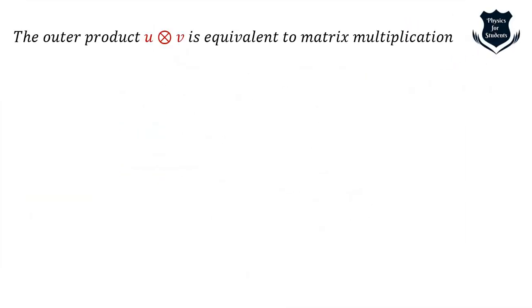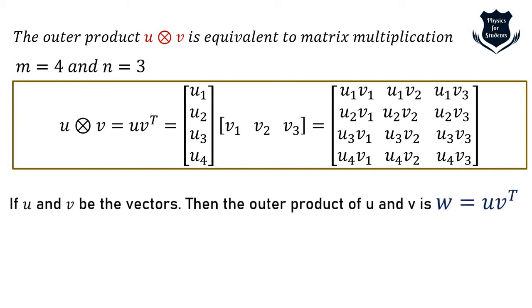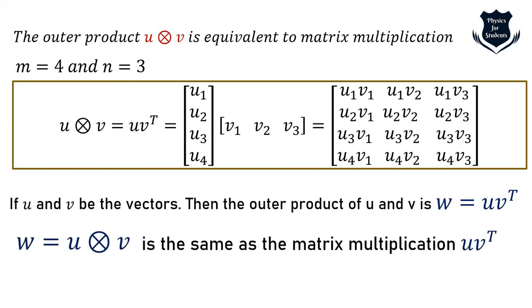So the outer product of u and v is equivalent to matrix multiplication, considering m equals 4 and n equals 3. So this one stands to be true. The outer product of u and v is u v transpose, which is this one. And if u and v are vectors, then the outer product of u and v is w equals u v transposed. That means this is important. W equals u outer product v is the same as the matrix multiplication of u v transpose.